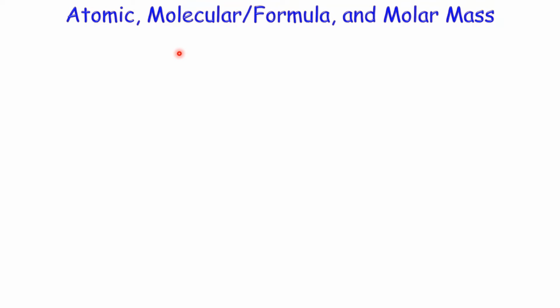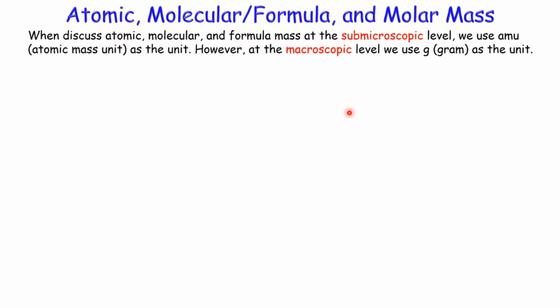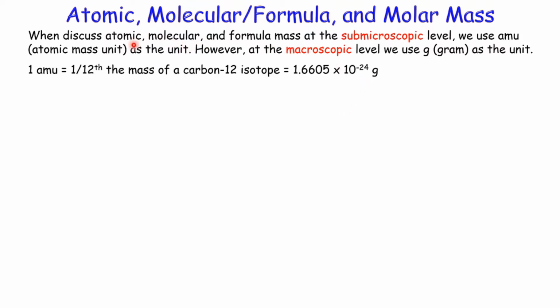So now let's talk about atomic mass, molecular mass, and molar mass. If we talk about the atomic mass or molecular mass, we use AMU, atomic mass unit. However, at the macroscopic level, we have to use grams, and the related unit is moles.